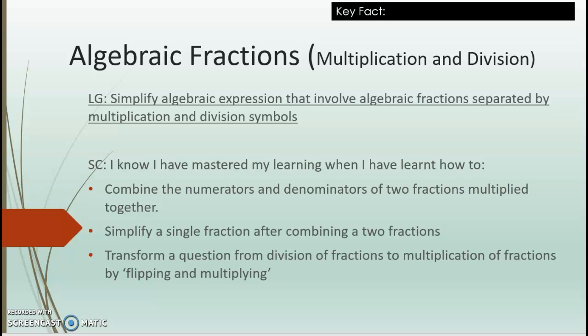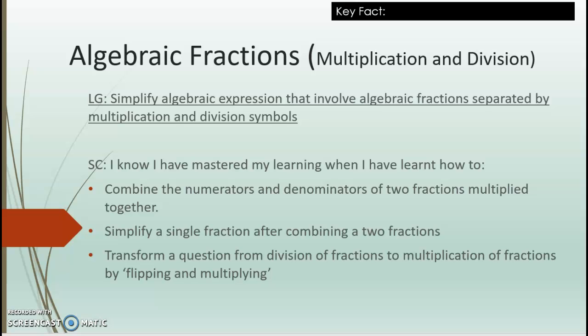I know I've mastered my learning. This is our success criteria: when I've learned how to combine the numerators and denominators of two fractions multiplied together, and to simplify a single fraction after combining the two fractions, and then transform a question from division to multiplication by flipping and multiplying.